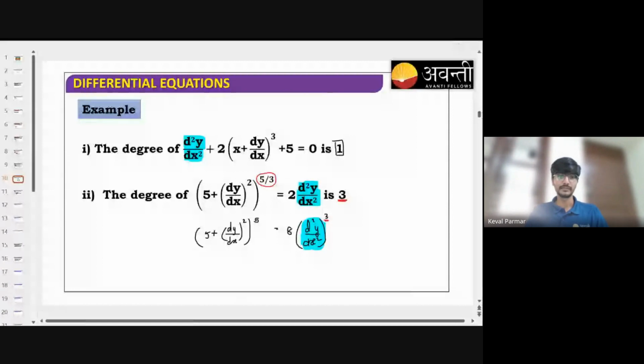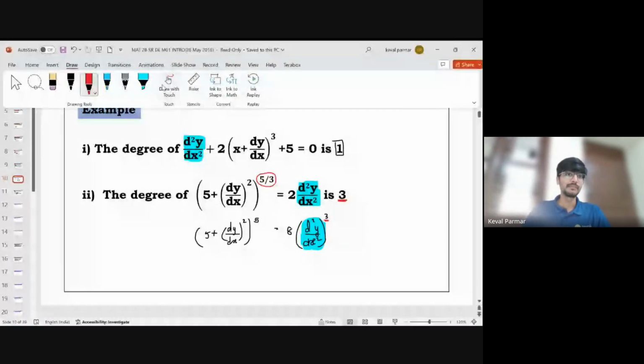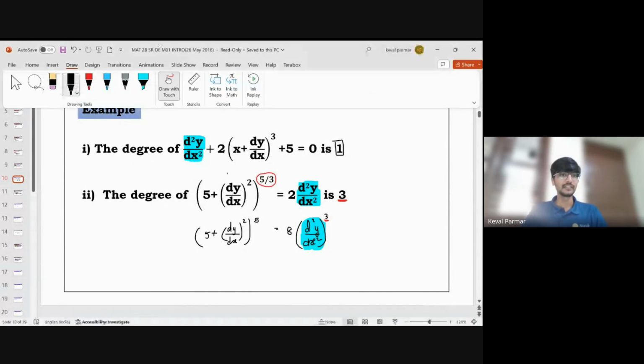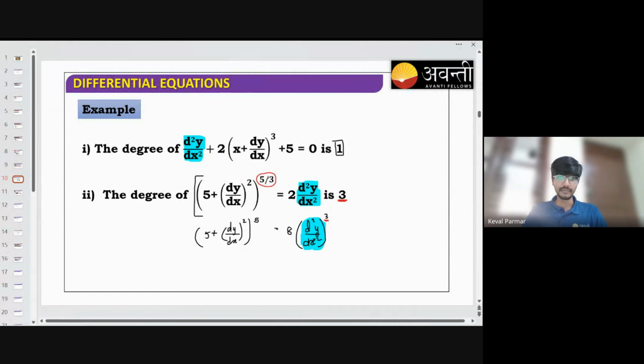What I am trying to say is, see, in this second problem, what did we decide? To find the degree, there must never be fractional powers. Here, as you can see, 5/3 is a fractional power. What does the 3 in the denominator mean? It is a cube root. So what I did is, I cubed both sides.